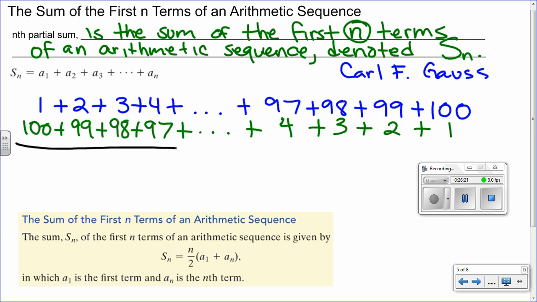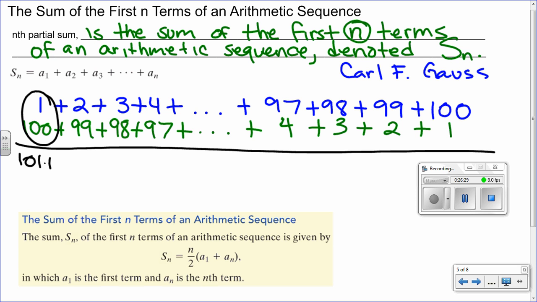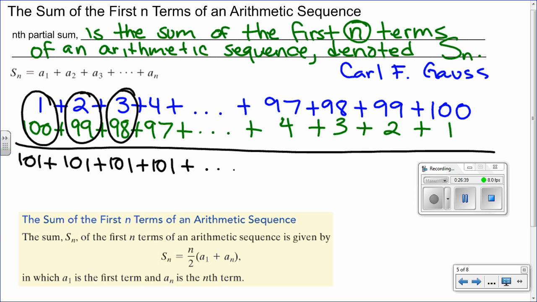Then if you add the first and the last term, what do you get? 101. What about 2 and 99? 101. And you will keep getting that, 101, 101.